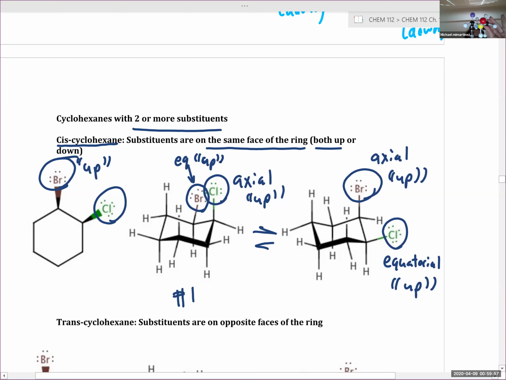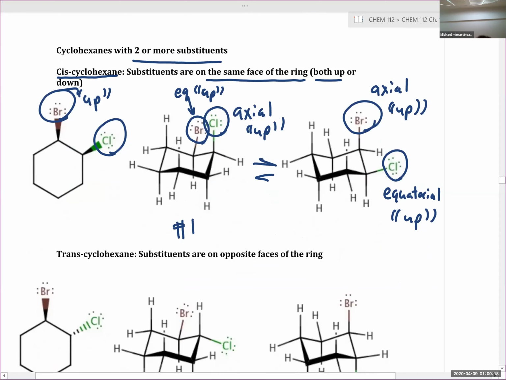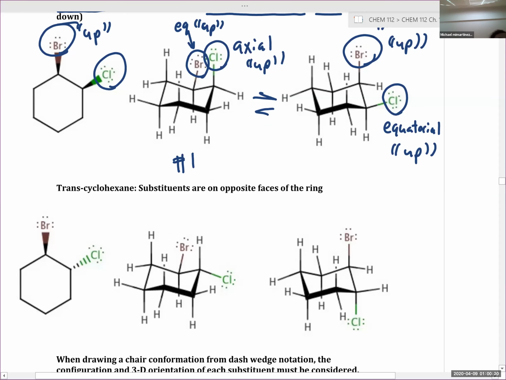Now, this is really why I encourage you to build a model the first few times you're going through this, because it really makes it easy to see whether a substituent is pointing up or down and whether it's axial or equatorial. Now, let's take a look at the trans stereoisomer. So cis and trans, these two species are two different compounds. So let's look at the trans. Now give me one moment to get that all set up.